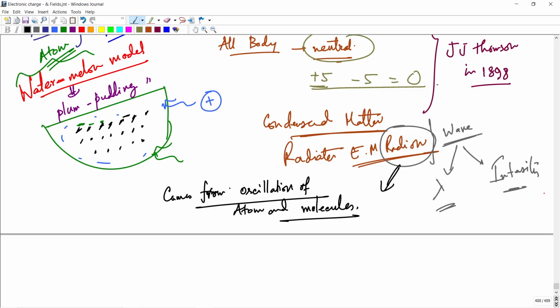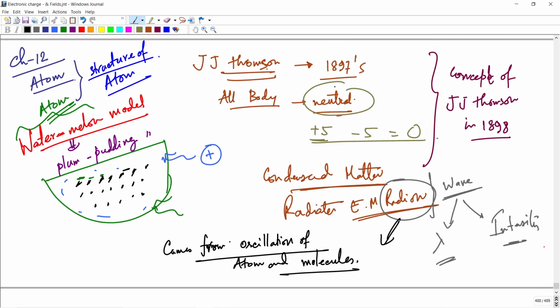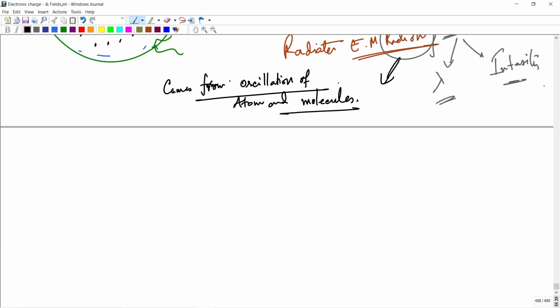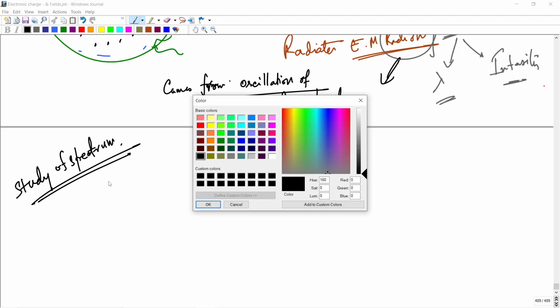So in the 19th century, the characteristics of the spectrum of radiation were studied, mainly after J.J. Thomson. So here is the study of spectrum, which means the study of radiation.